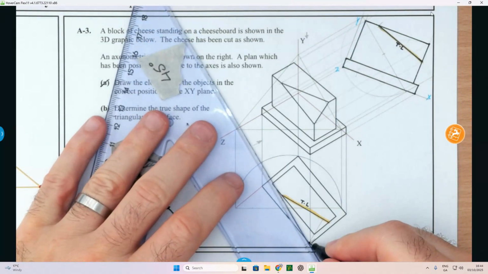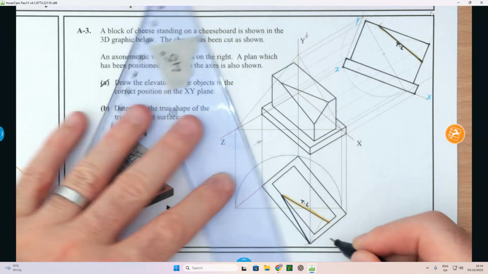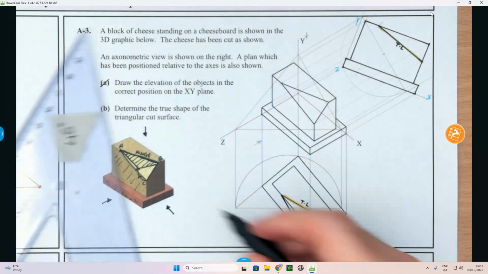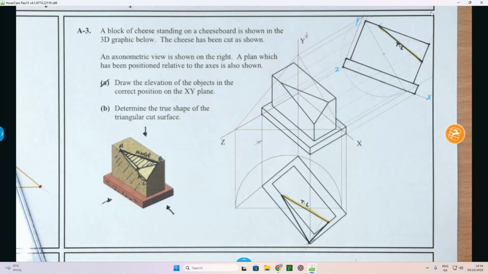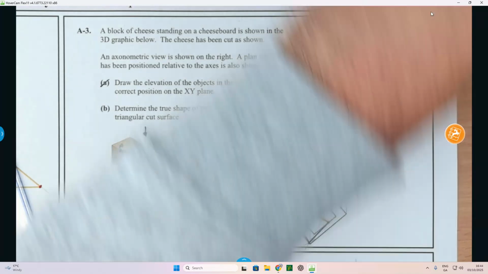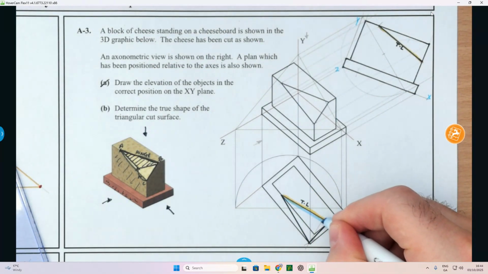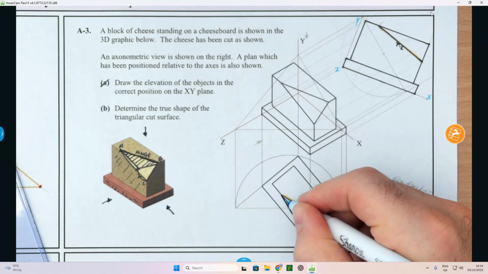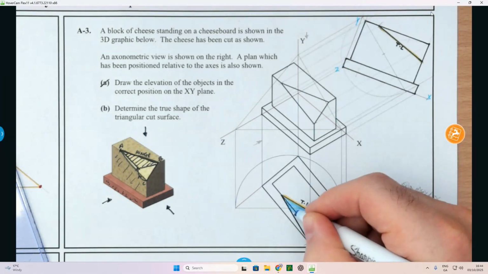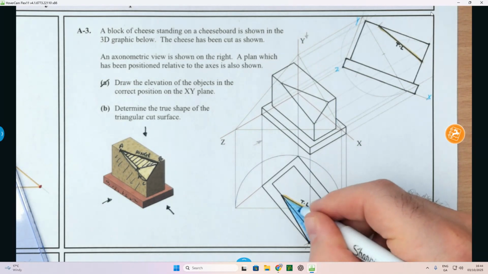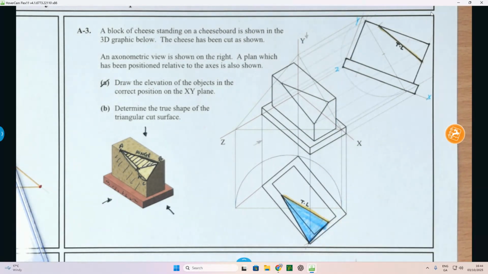Now I can draw in the true shape. It's like I've taken that triangle and I've hinged it upwards. So just for purposes today, I'll pop it in a different colour. I'll go blue. Bear with me. That's tricky now. So that's our true shape right there.